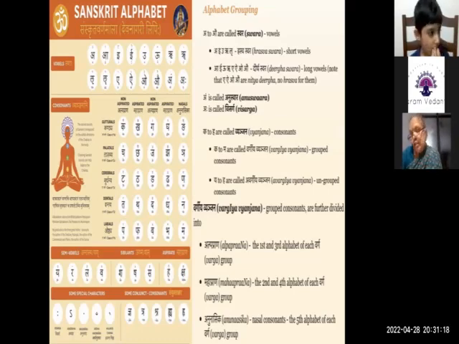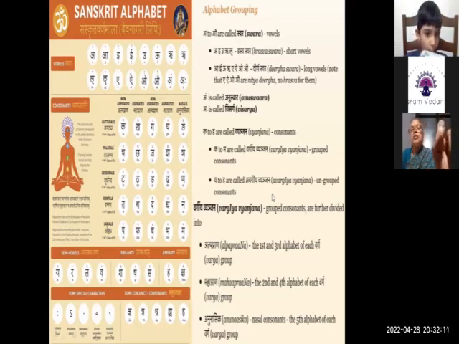Among the swaras, you have hraswa swara, that is short vowels, dirgha swara, that is long vowels, and mishra swaras, that is a combination of two swaras making another swara. Hraswa swaras are short vowels which need one unit of time for pronunciation. That is called matra kala. One matra is the time taken to blink the eyelid once.